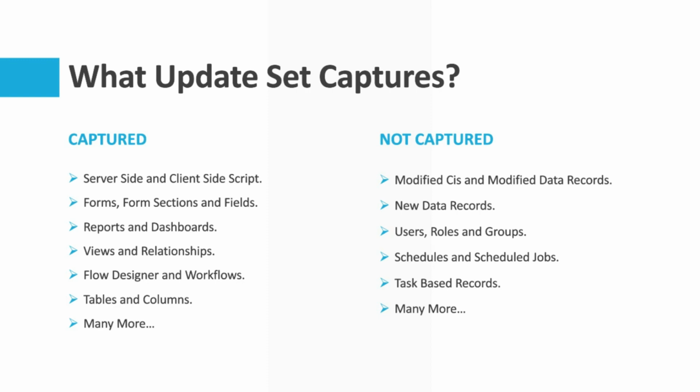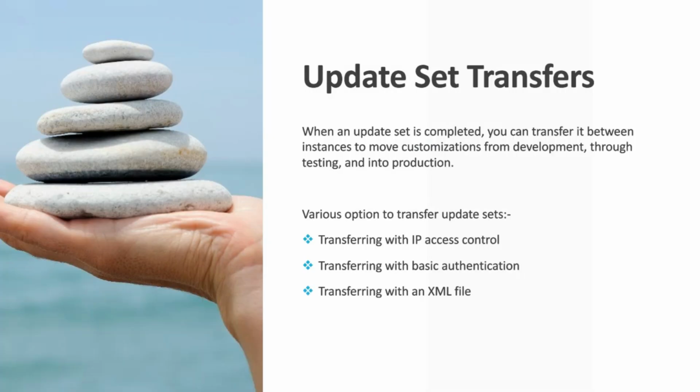And what is not captured in an update set is modified CIs, like configuration items and data records, new data records, user roles and groups records, schedules and scheduled jobs, and task-based records like incident, problem, change, request, whatever. So these are not captured in an update set.